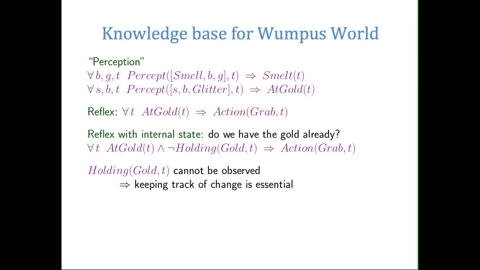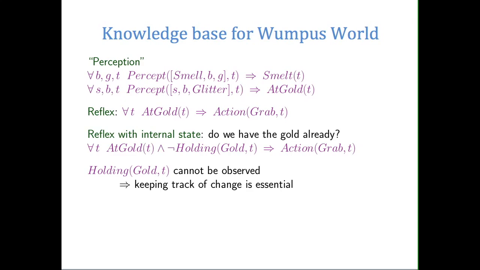So we could build in a reflex that says anytime we're at the gold, we pick it up. But the problem with that is that we might already have the gold, and all we do is keep picking up the gold we already have. So we can have a reflex with an internal state. That is, we'll check to see if we have the gold already. So this would be a little more sophisticated. We say for all T, that is at all times, if we're at the gold at time T and we're not holding the gold at time T, then we grab the gold.